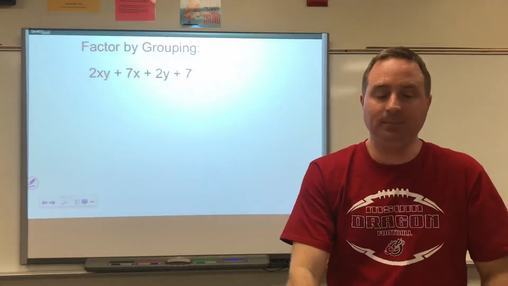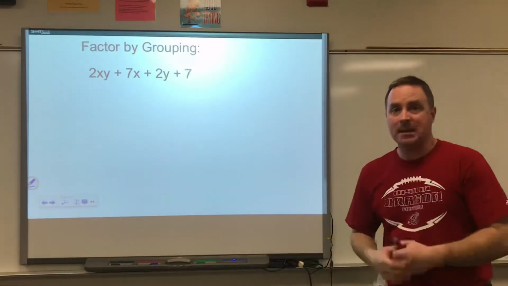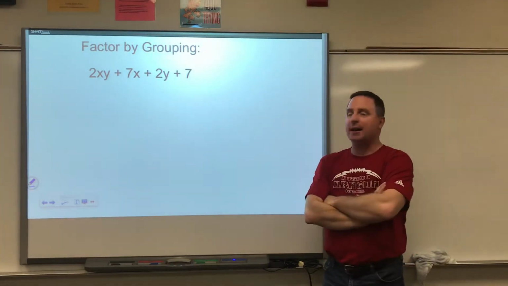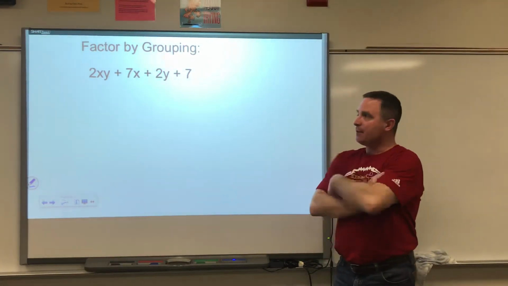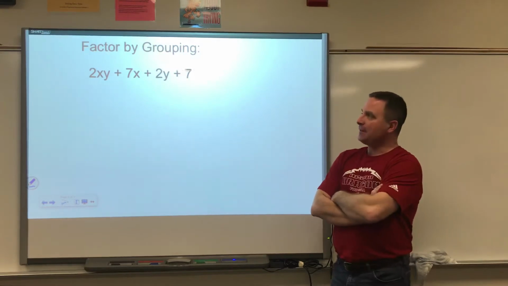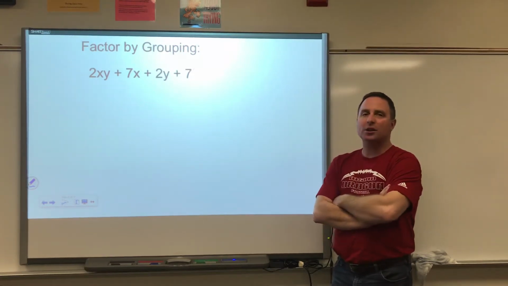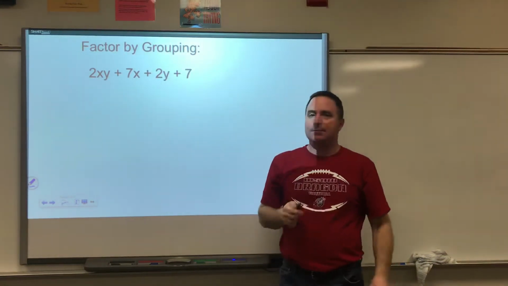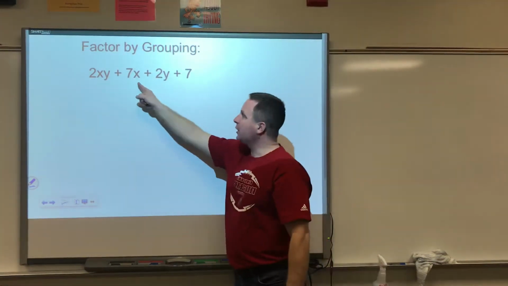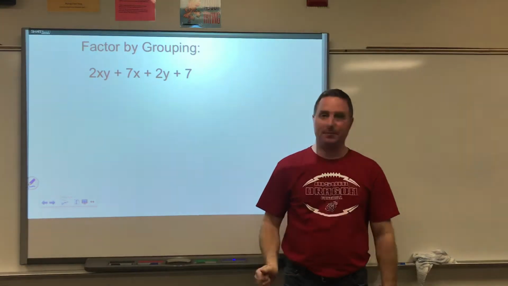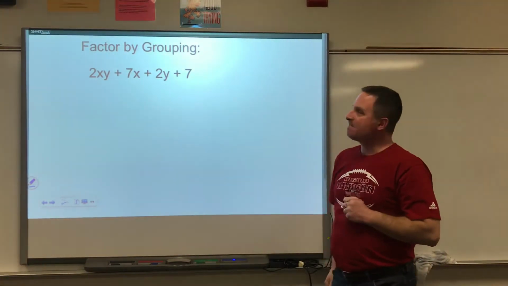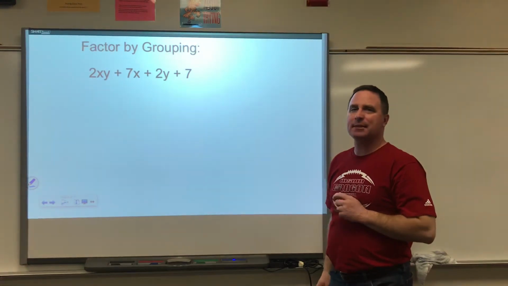All right, here's a new thing. Up until now we've taken out a greatest common factor out of each term. Well, here's another method. If you look closely at that, there's 4 terms up there. There's 1, 2, 3, 4. And all 4 terms do not have a greatest common factor. It doesn't look like it. There's nothing the same that's in all of them.